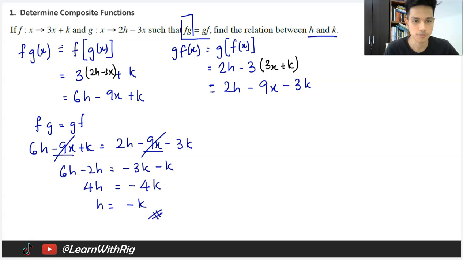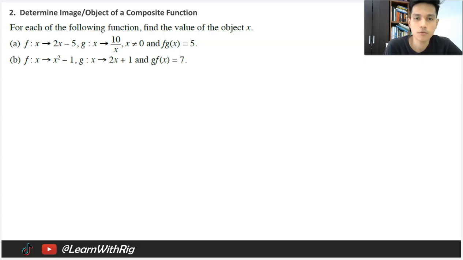Let's look at the next question. For each of the following functions, find the value of the object x. So in this question, they gave you f(x), the equation, they gave you g(x), another equation, and they also gave you the composite function. And you are supposed to find the x value, which is the object. Okay, so let's solve this.